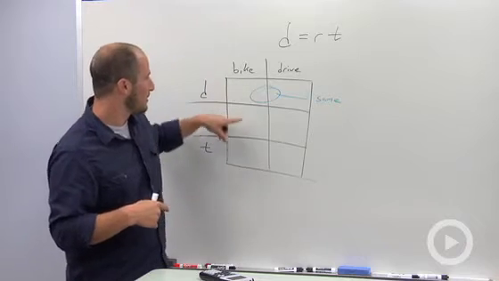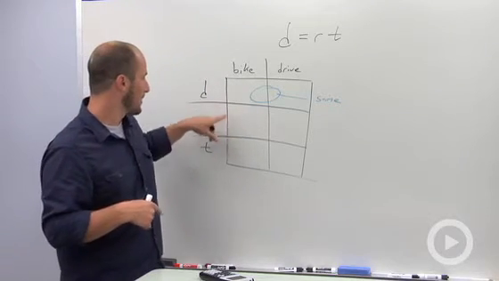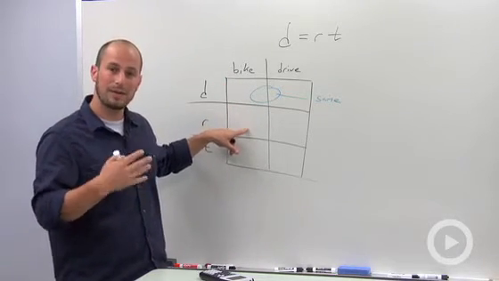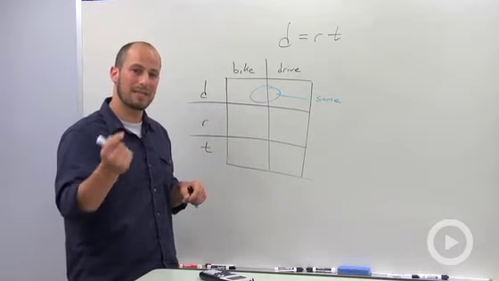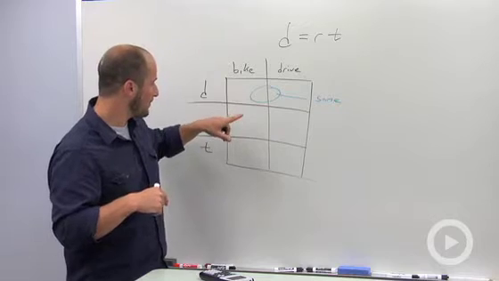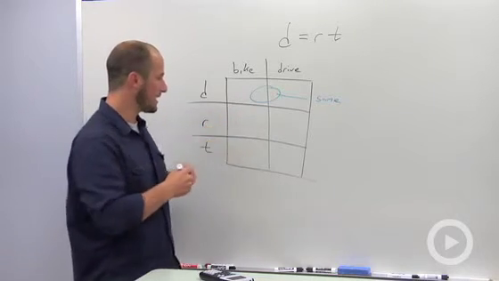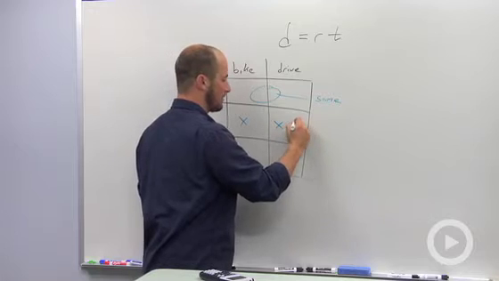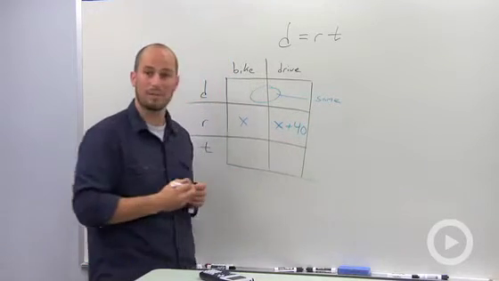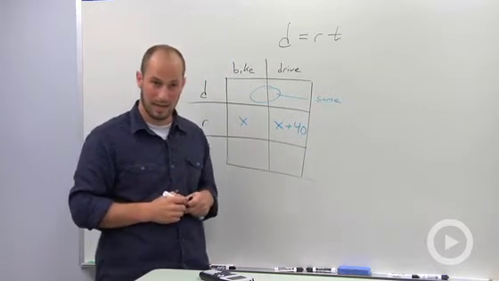Okay, rate. The rate of our bike, we don't know that. But we do know that we drive 40 miles per hour faster than we bike. So let's call our biking speed x. And then our driving speed is just 40 more than that. Okay.